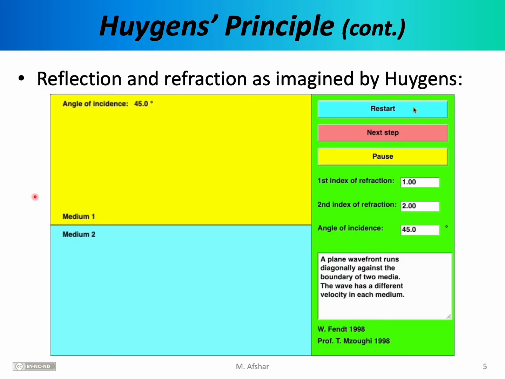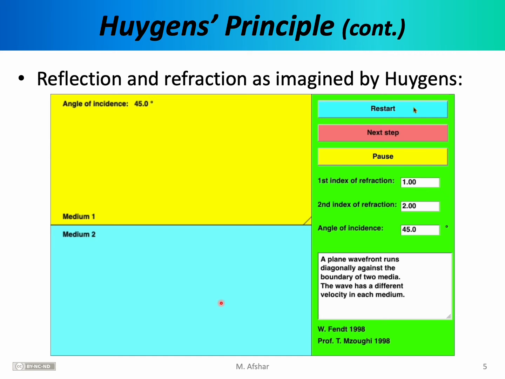This animation demonstrates for us how Huygens must have imagined the reflection and refraction of light. In this animation, we see a single wavefront propagating towards the boundary between two media. You can imagine air on top of water, for example.